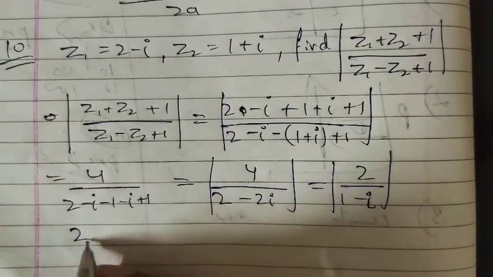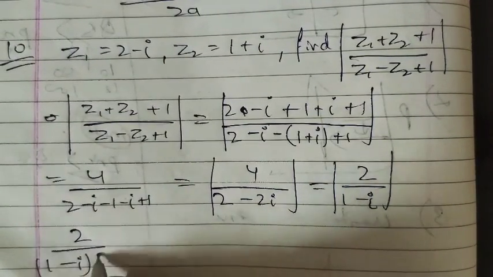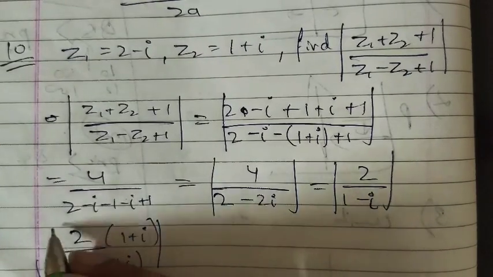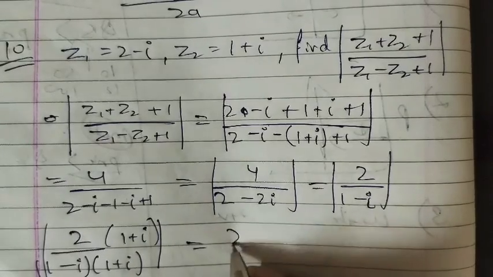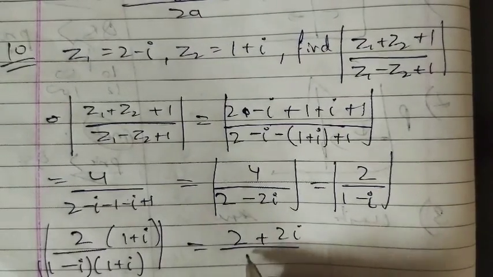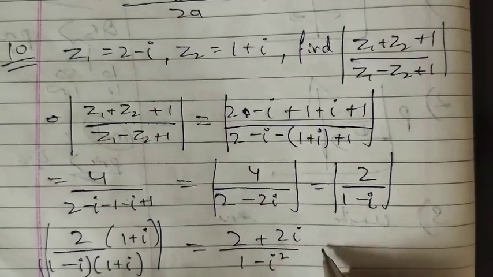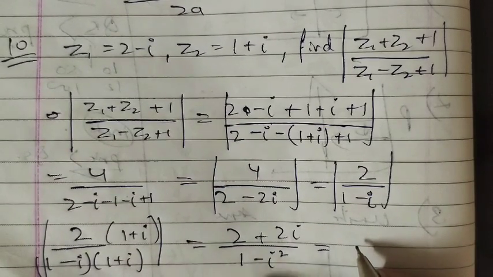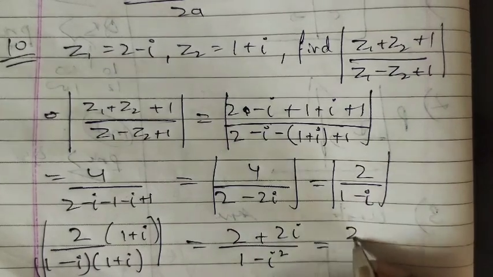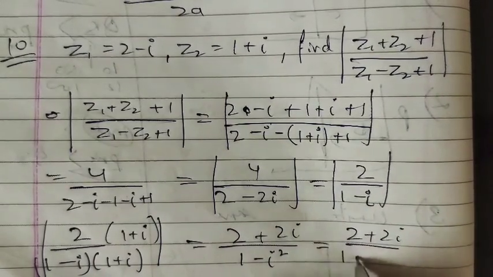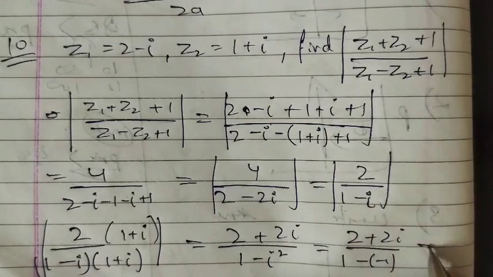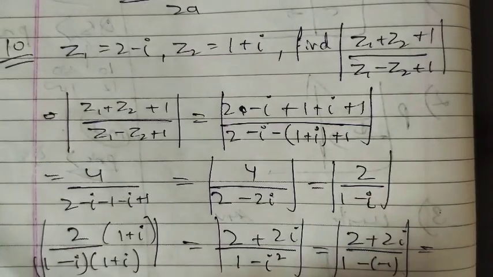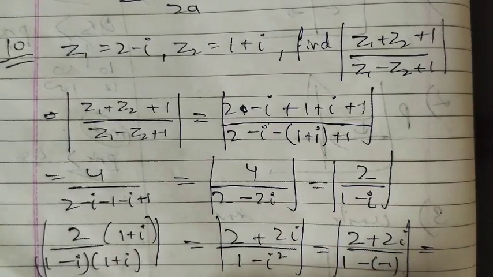So this will be equal to 2 upon 1 minus iota times 1 plus iota upon 1 plus iota, modulus of it. So 2 plus 2 iota divided by 1 minus iota square, right? So iota square is minus 1, minus times minus is plus. So 1 plus 1 is 2. So 2 from 2 get cancelled. Okay, let's write it: 1 minus minus 1. So 2 from 2 will get cancelled. So this will be equal to 1 plus iota, right?